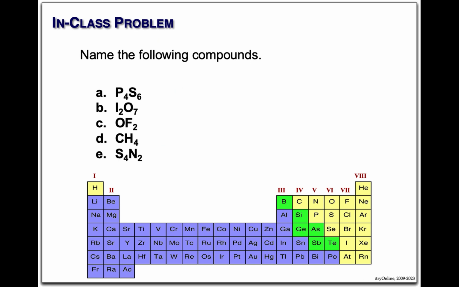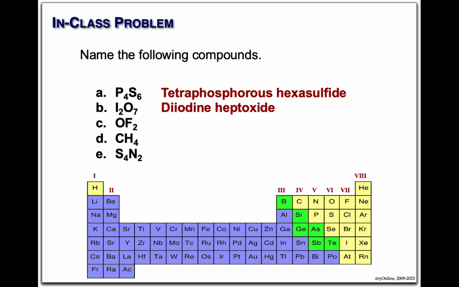Now do these and I'll hush. Four phosphorus, not potassium. That's tetraphosphorus. 6 is hex, hexasulfide. Two iodines, diiodine. 7 is hept, heptoxide. Drop the A.